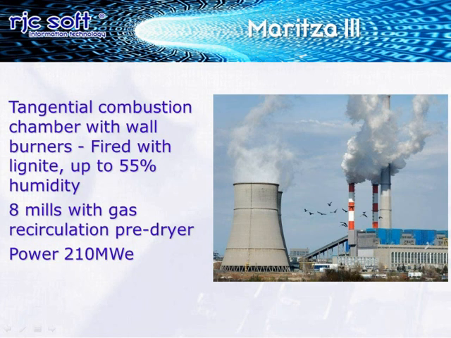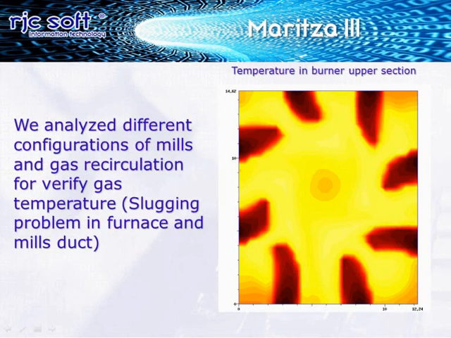We analyzed different configurations of mills and gas recirculation to verify gas temperature and to assess the lagging problem in the furnace and mills duct. In the figure is shown the gas temperature distribution in the horizontal section at the center line of the high section of the burners. In the two figures you can see the field of temperature and gas velocity in the vertical section at the center line of a pair of burners.